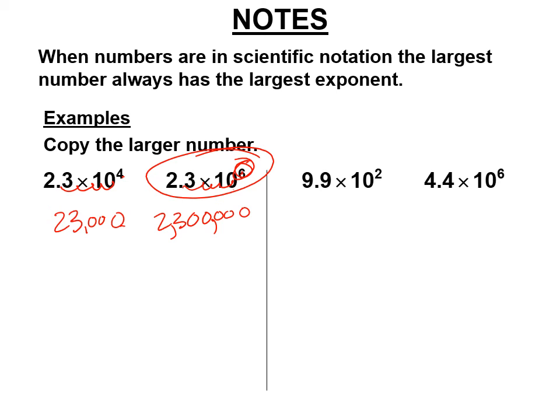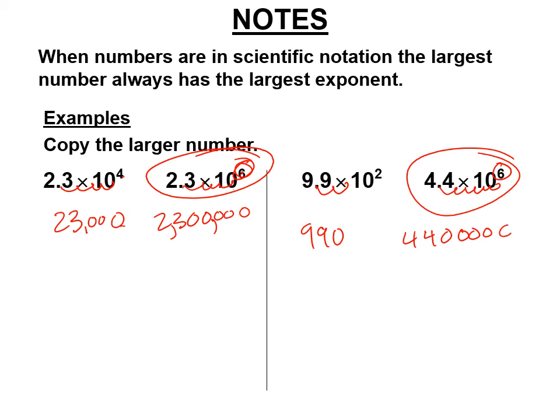Try this one. So, right, you could trap people because you think 9.9 is bigger than 4.4, but no way. 6 is way bigger than 2. It's that one, right? You move this twice. That's only 990. Move this 6 times, you're going to get 5 zeros. That's 4,400,000, right? You don't even need to look at these numbers unless you have a tie with the exponents. If you have a tie with the exponents, then you look at that first number.